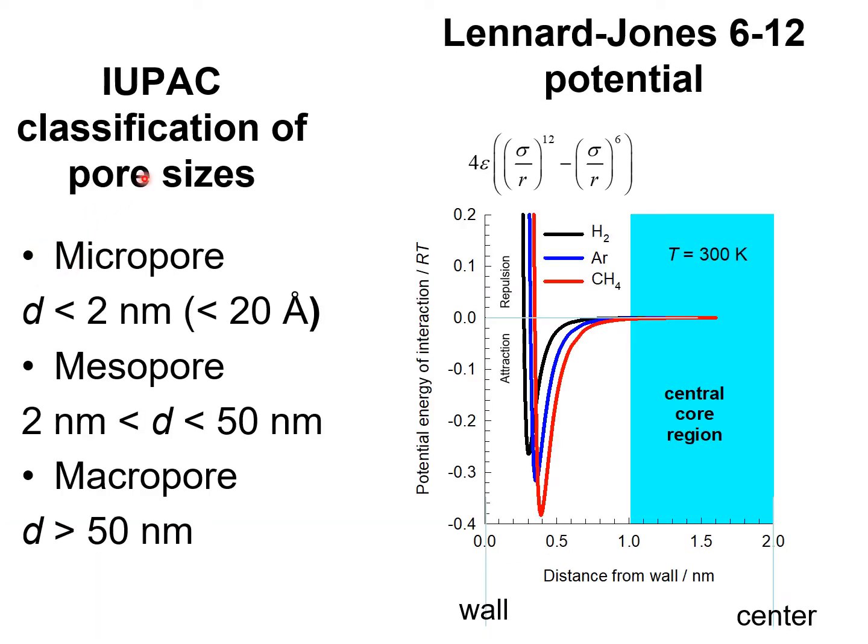Let us examine the IUPAC classification of pore sizes. A micropore has effective pore diameters smaller than 2 nanometers or 20 angstrom. A mesopore has pore dimensions in the range of 20 to 50 nanometers, and a macropore has pore sizes in excess of 50 nanometers.